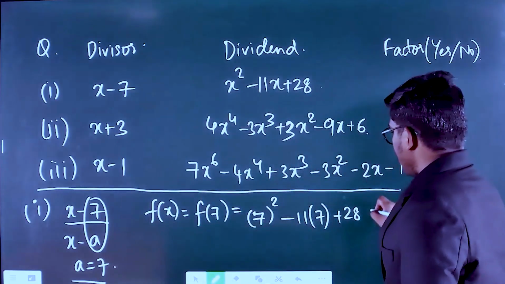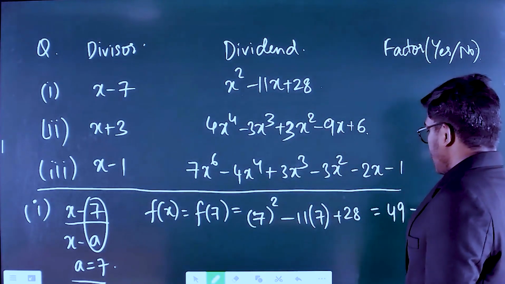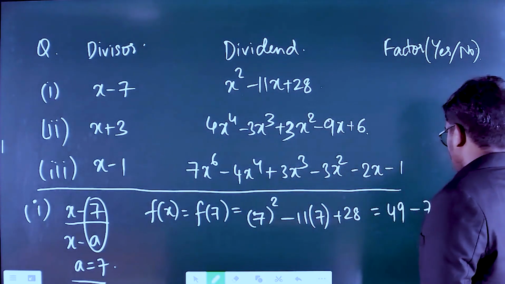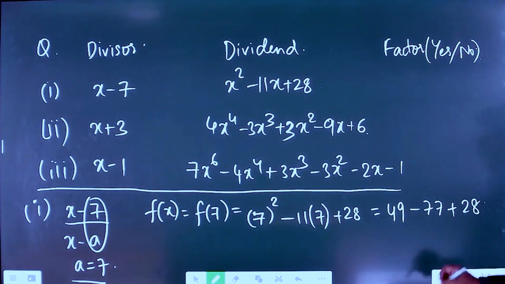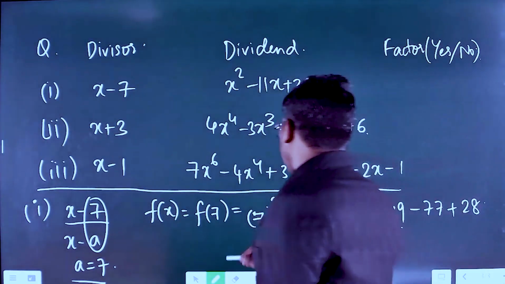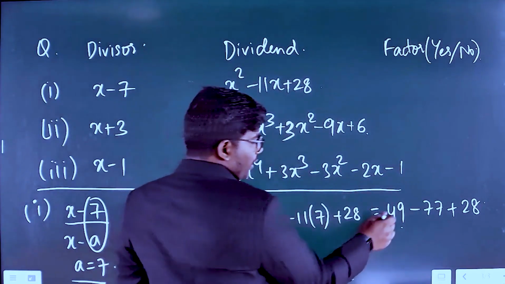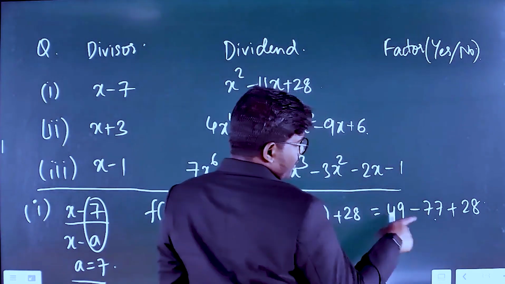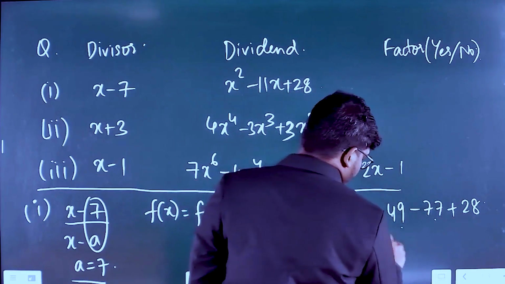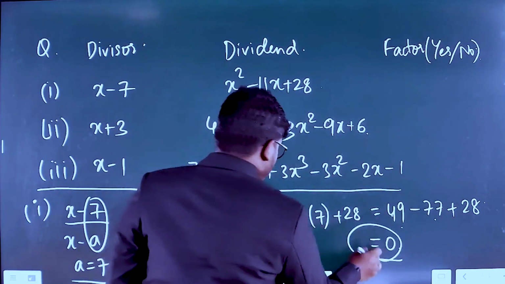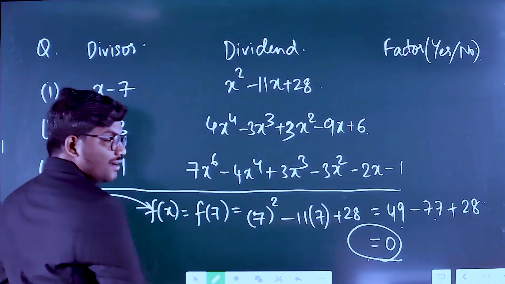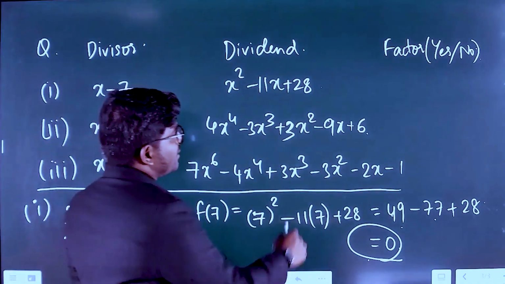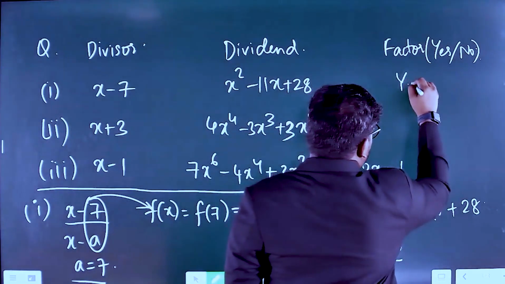Now 7 squared is what? 49 minus 11 into 7 is 77 plus 28. So that will be 49 minus 77. So 49 minus 77 is minus 28 plus 28. So this becomes 0. Since the remainder is 0, x minus a becomes a factor of f of x. So it will be yes.